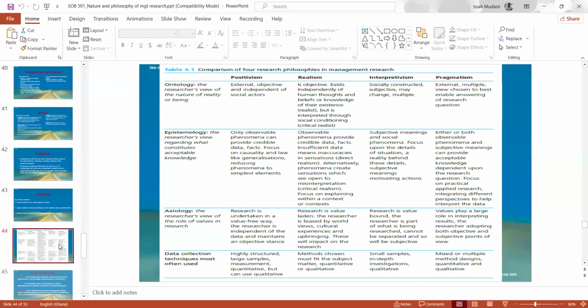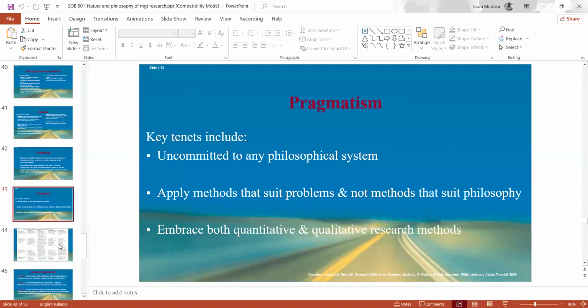So what are their beliefs? They are not committed to any philosophical system. They say that you apply the method that fits the problem, okay? Not methods that suit philosophy, okay? Then they embrace both qualitative and then what? Quantitative methods. So no commitment.